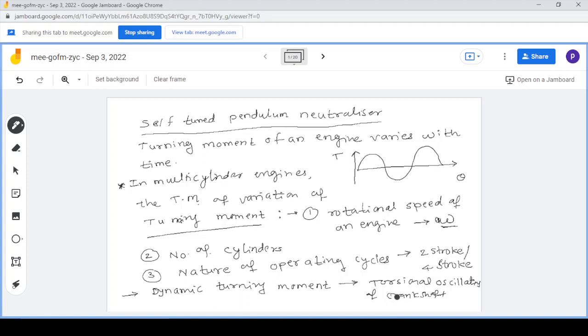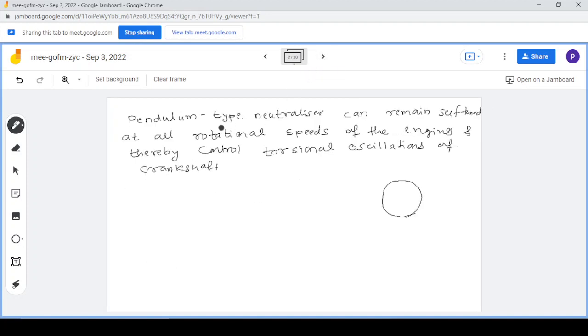And what we wanted is to minimize the torsional oscillations. Because of this turning moment, torsional oscillations of the crankshaft are produced. We wanted the pendulum type neutralizer to be utilized in such a way that it can remain self-tuned to all the rotational speeds of an engine and thereby control the torsional oscillations of the crankshaft.